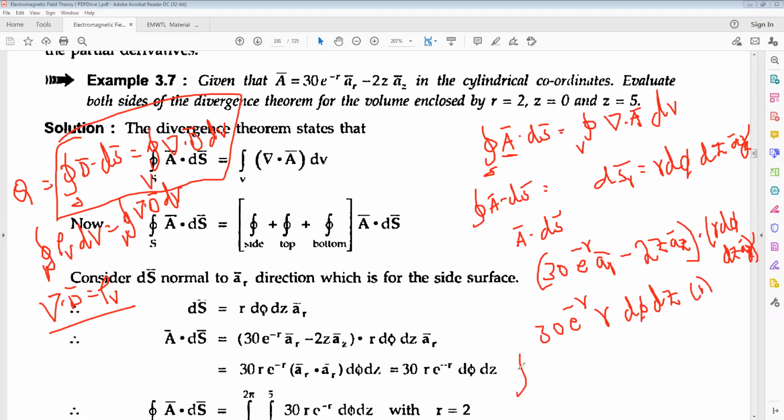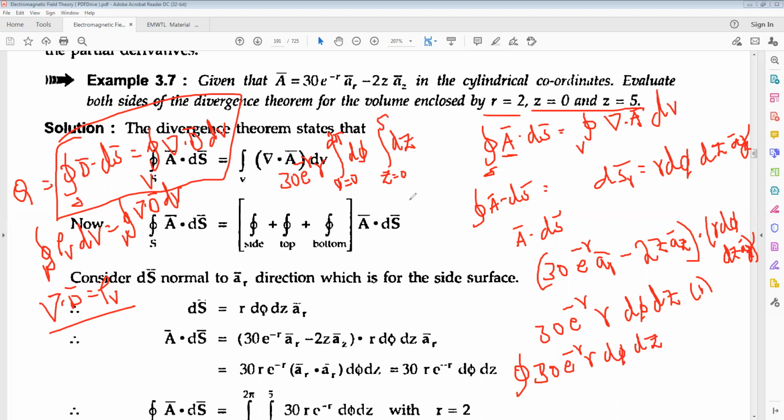So now we can apply the integral here. Integral of A bar dot ds bar is 30 e power minus r into r d phi dz. Phi is from 0 to 2 pi and z is given from 0 to 5. So now you can apply the integral here: phi from 0 to 2 pi d phi, and 30 into e power minus r into r. Another integral is z, from 0 to 5 dz. What is r here? r is equal to 2.